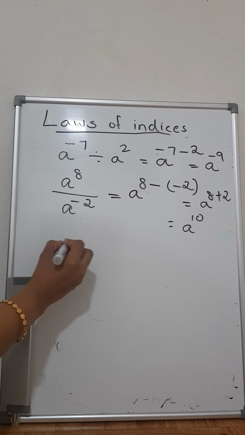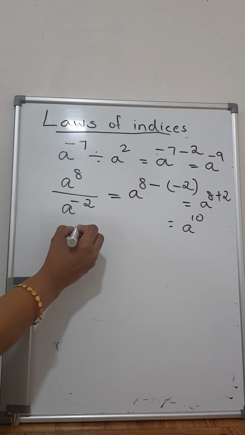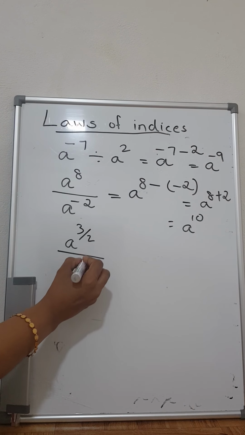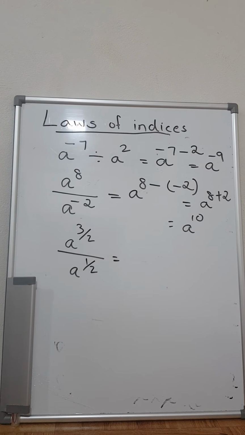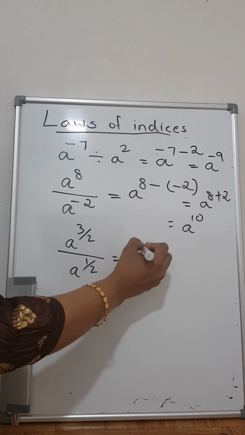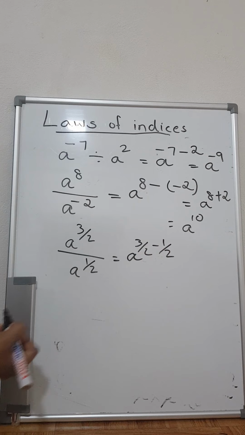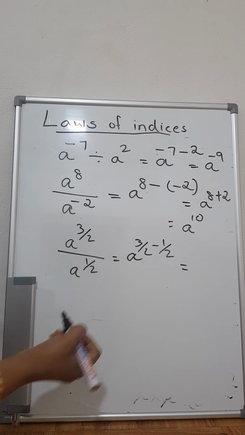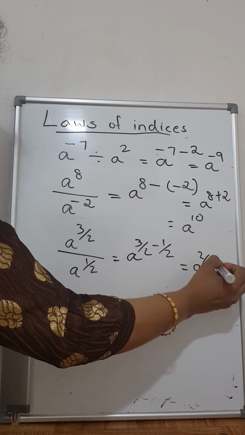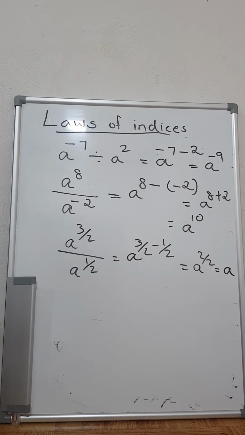Now you see a to the power 3/2 divided by a to the power 1/2. Here we have fractions, but we have already learned how to deal with fractions. So a to the power 3/2 - 1/2. That is a to the power 2/2. That is the same as a to the power 1, or just a.